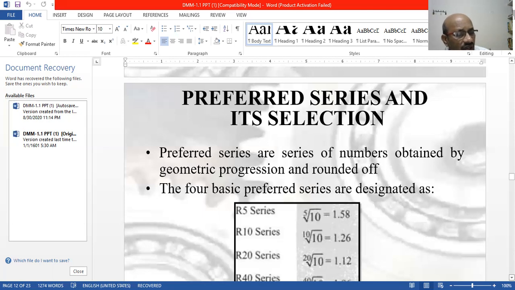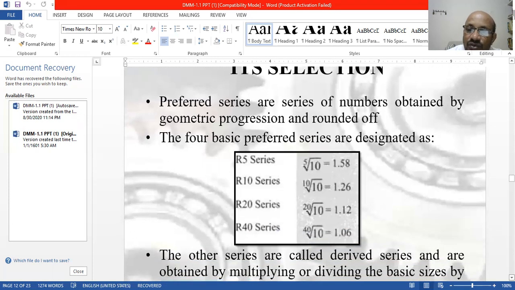These ratios are approximately equal to, first for the R5 series, 1.58. Then for the R10 series, 1.26. The 20th root of 10, designated as the R20 series, is 1.12. And the R40 series, the 40th root of 10, gives 1.06.